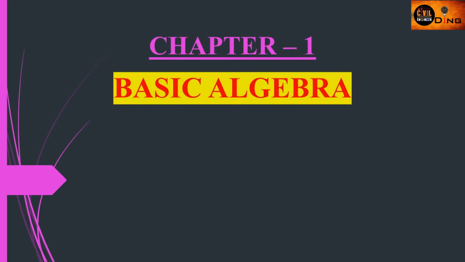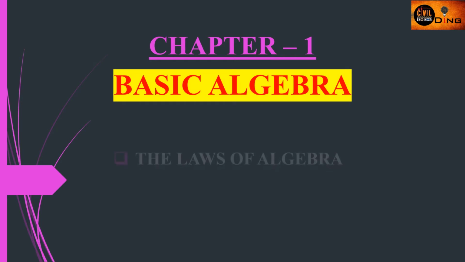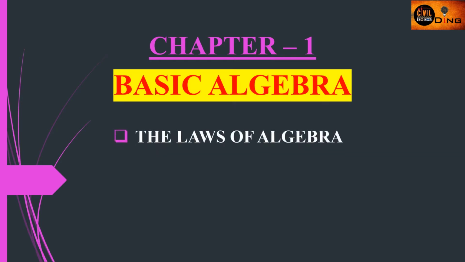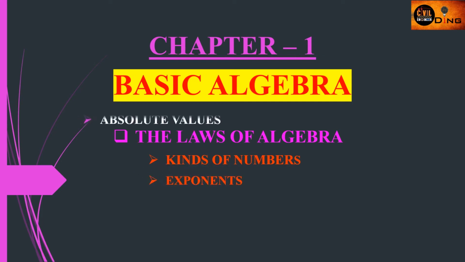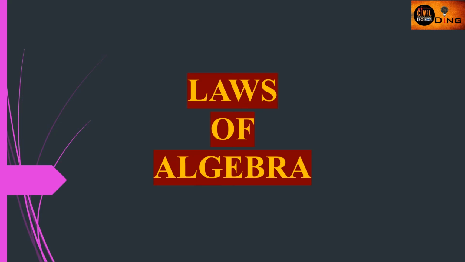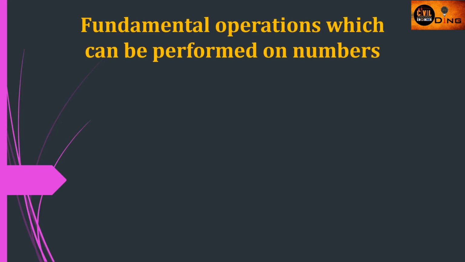Ang basic algebra. Dito, tatalakayin natin ang laws of algebra, kinds of numbers, exponents, at absolute values. The basic laws of algebra are the associative, commutative, and distributive laws. They help explain the relationship between number operations and length towards simplifying equations or solving them. Ito ang mga operations na magagamit natin sa mga numbers.